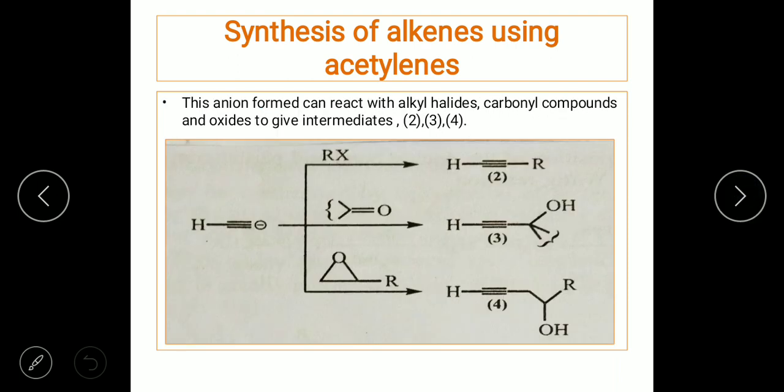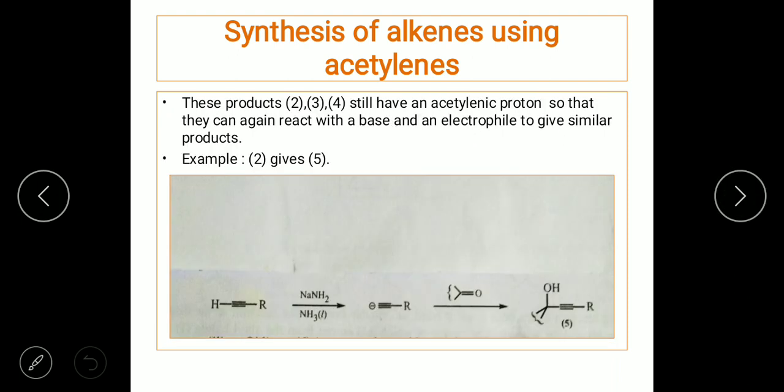This anion formed can react with alkyl halides, carbonyl compounds, and oxides to give intermediates 2, 3, and 4 respectively. These products, 2, 3, and 4, still have an acetylenic proton, so they can again react with a base and an electrophile to give similar products.